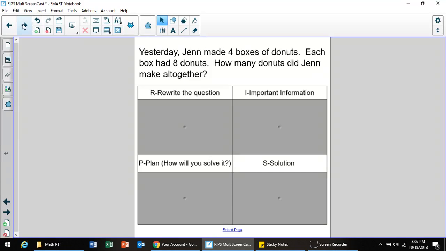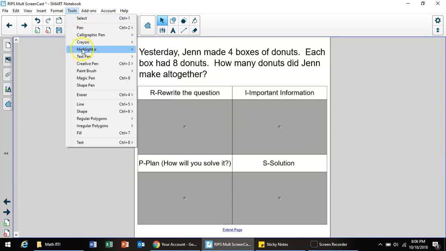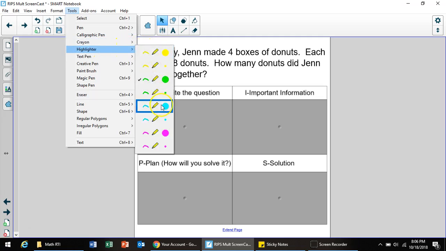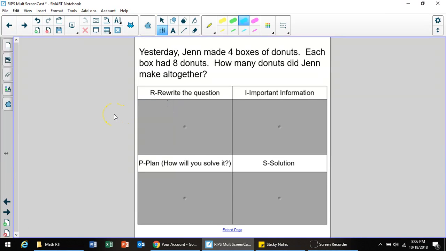It says, yesterday, Jen made 4 boxes of donuts. Each box had 8 donuts. How many donuts did Jen make altogether? So again, our first part is R. It stands for rewrite the question. If you go back in the word problem, what sentence asks the question? Take a moment and look back. All right, if you said how many donuts did Jen make altogether, you are correct. Obviously, that's our question. It's the sentence that ends in a question mark.